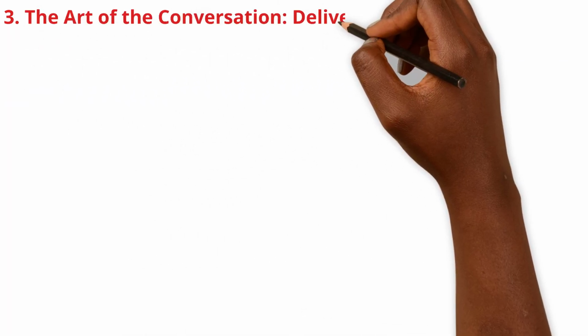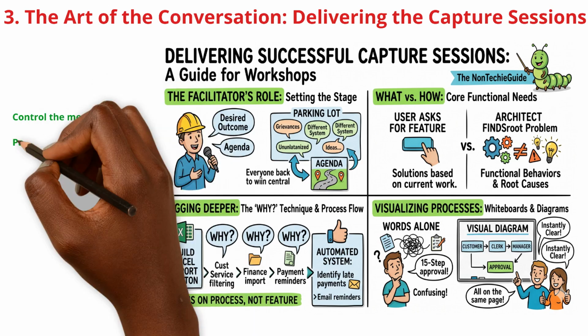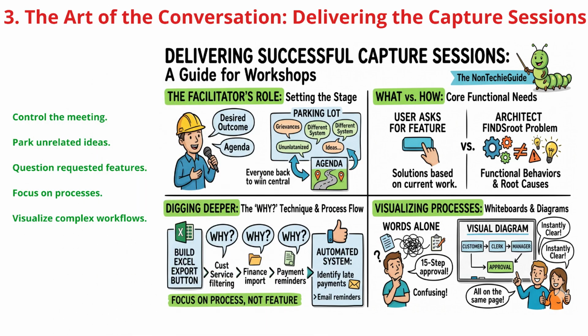Welcome to the capture session. As the architect, your first job is to set the stage and use a parking lot to keep off-topic ideas from derailing the agenda. Next, you need to uncover the true functional requirements. When users ask for a specific feature, gently ask why repeatedly to dig down to the core business process they are actually trying to solve. Finally, ditch the confusing jargon and use whiteboards to map out the journey. Visual diagrams get everyone instantly on the same page.